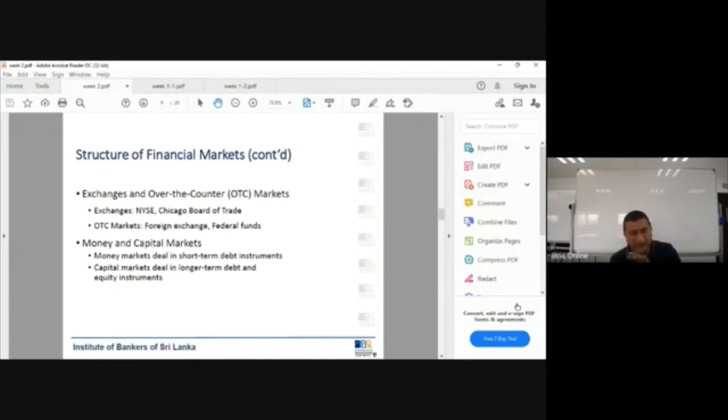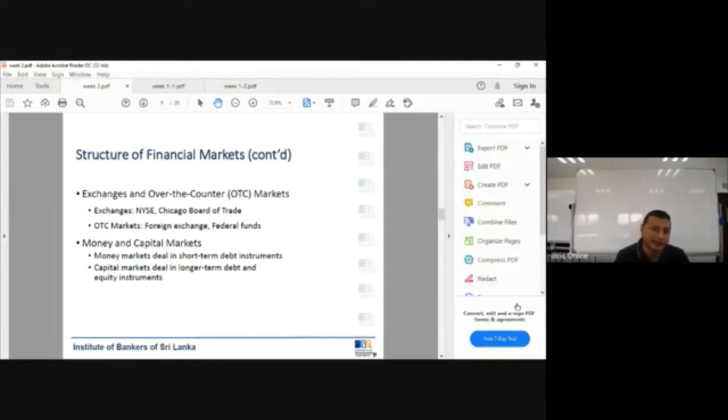Apart from that, there are many other reasons that drive these OTC markets to exist, mainly in the short-term money markets, the federal funds. In Sri Lanka, it is the call money market. The call money market is nothing but short-term fund markets between the financial intermediaries, mainly the licensed commercial banks.